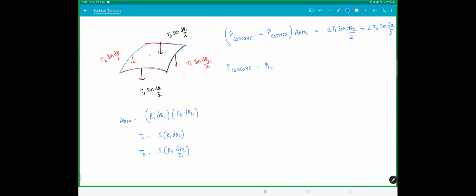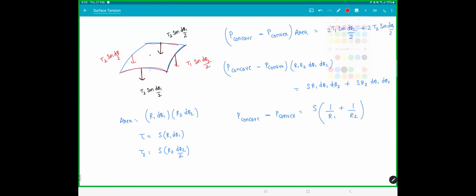So P concave minus P convex into this guy will be R1, R2, d theta 1, d theta 2. This will be 2. For small angles, it will become d theta. So T1 will be S R1, d theta 1, d theta 2, plus S R2, d theta 1, d theta 2. d theta 1, d theta 2 cancels. We get P concave minus P convex. Send it that side. You will get S into 1 by R1 plus 1 by R2.